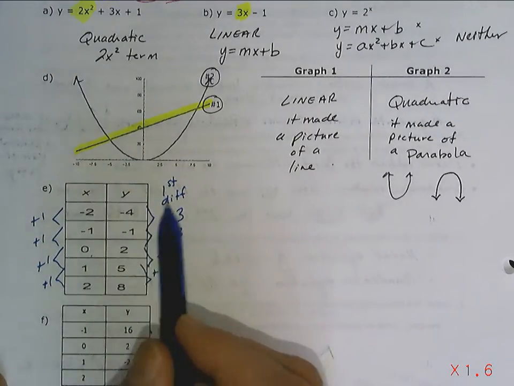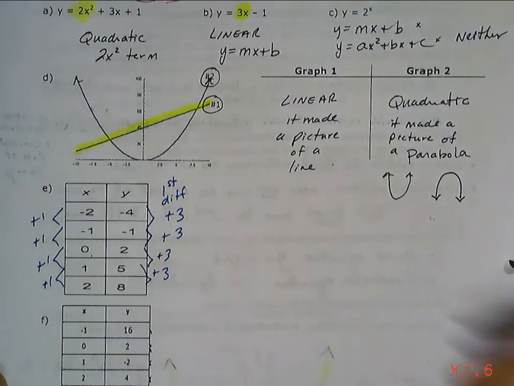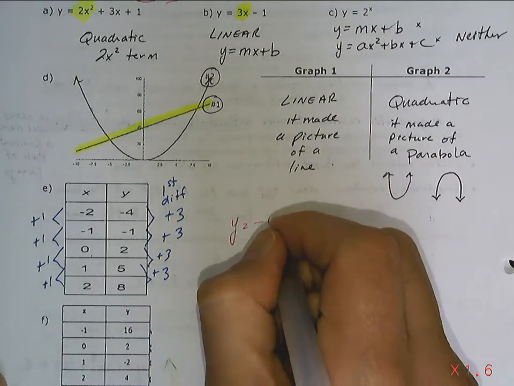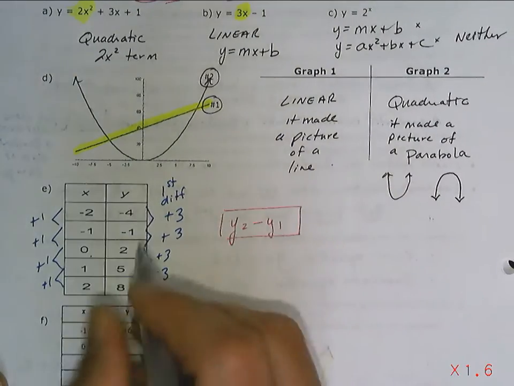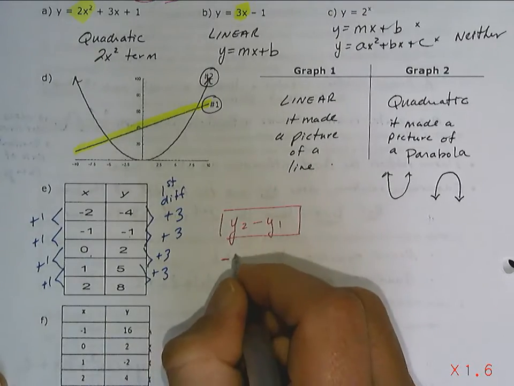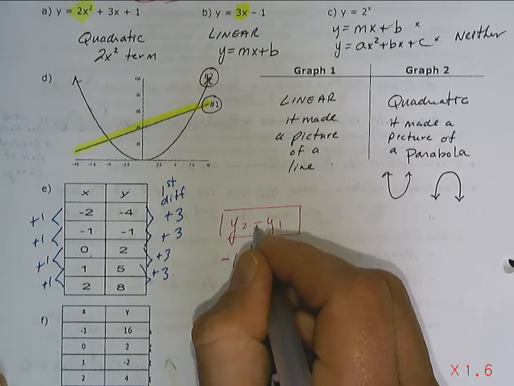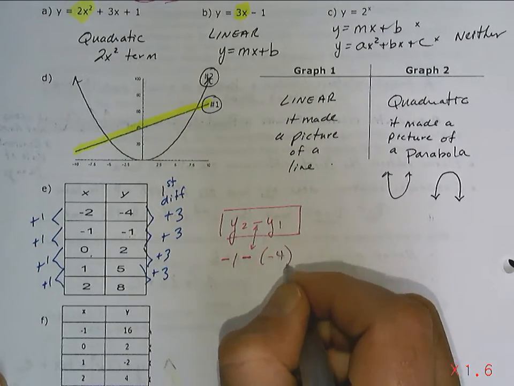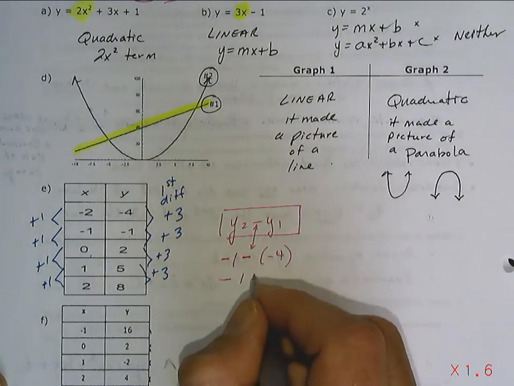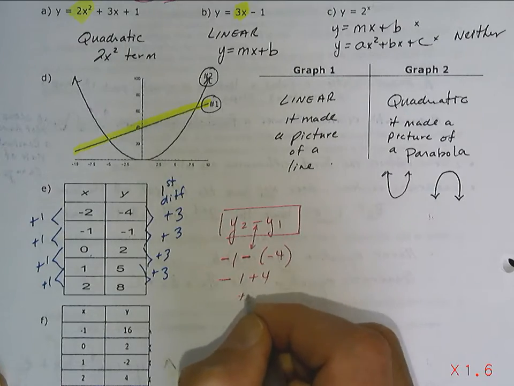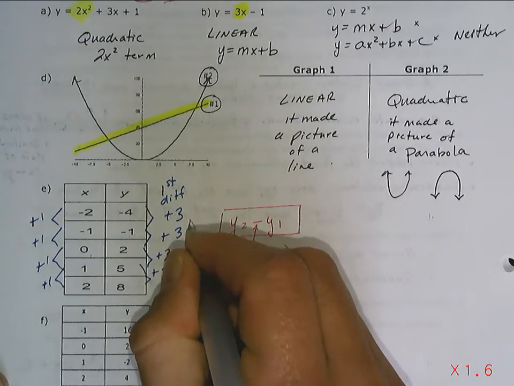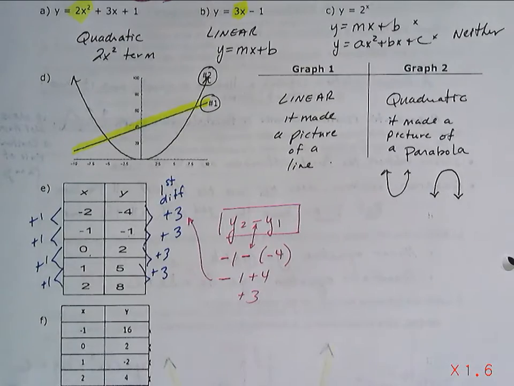The other way is to do the actual algebra. The algebra says to take y2 minus y1, in which case you would take -1, because that's the y2, subtract, because that's in the equation, the -4. So it would be -1 plus 4 is +3. You can do all of that work to get that answer, or you can do it my way and it's a little bit faster. So what does that mean?